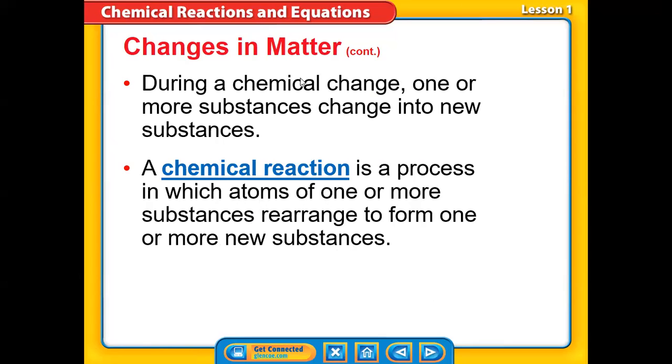For example, let's imagine we have substance A, a molecule of substance A: two A atoms bonded to each other. And another molecule, B: two B atoms bonded together. So how many substances do we have here, guys? How many substances? Two. We have two substances, substance A and substance B.